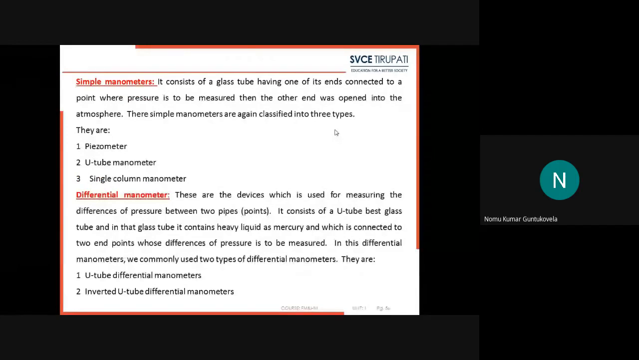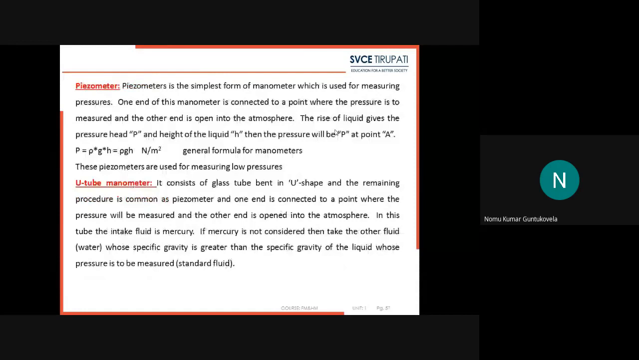So I'll come to differential manometers. The name itself indicates differences. Okay, differential, differences. That is, we are finding the pressure difference between two points, that is P1 and P2. Okay, so it should be like this. See here, in a simple manometer one end will be open to the atmosphere.